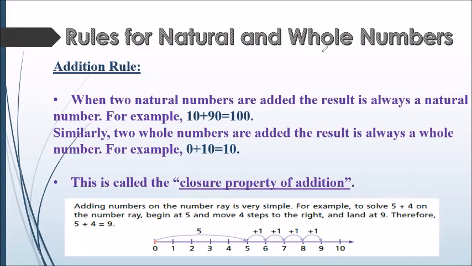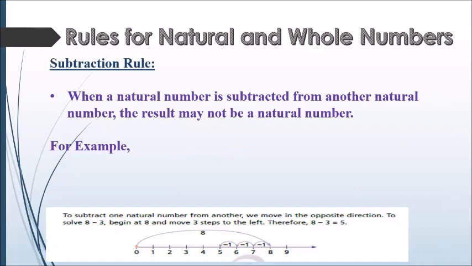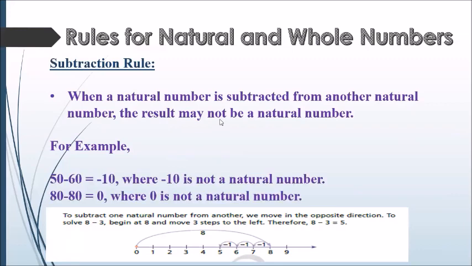Okay. So now we move on to the next slide. Subtraction rule. One of the rules was addition rule. Now we are going to do subtraction rule. Okay, class, subtraction rule is saying that when a natural number is subtracted from another natural number, the result may not be a natural number. What does this mean? May not be a natural number means that it can be a natural number and it cannot be a natural number.